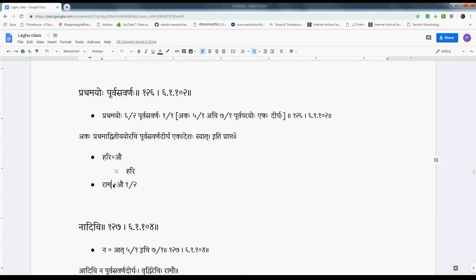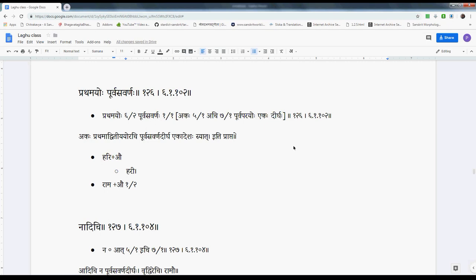But what about this a being ak? E being ak is also common. However, this a is adanta. Rama is adanta, but Hari is not adanta. Hari, although it is aganta, is not adanta. It is idanta. Therefore, being ikaranta, nad ichi will not oppose it. And thereby, this Hari plus au, you will get purva savarna dirgha, and that will be Hari. This is how you get the Hari form.